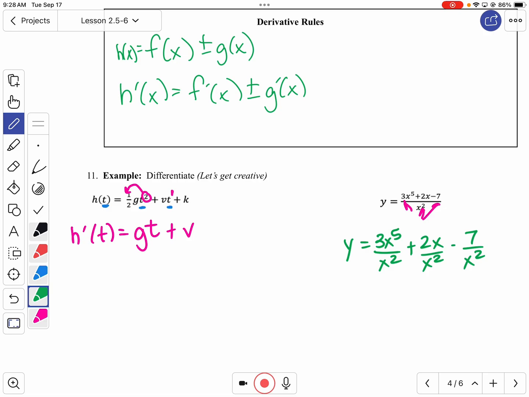Can I simplify that? Sure enough. So y is going to be 3x to what power? The third. The next one's going to be what? 2 over x, but I want it in power function form. So 2x to the -1. And the second one, nothing reduces, so I'm just going to bring that up. -7x to the -2. So I'm going to rewrite it in power function form so that I can use my power rule. Lots of algebra right there.